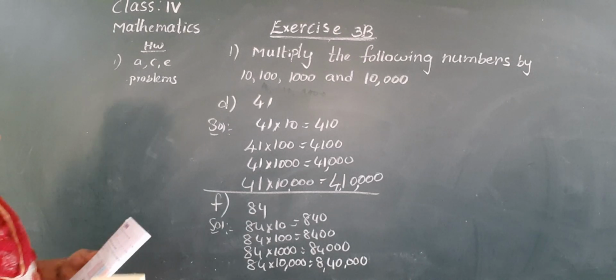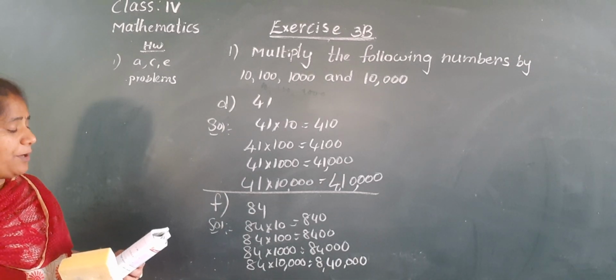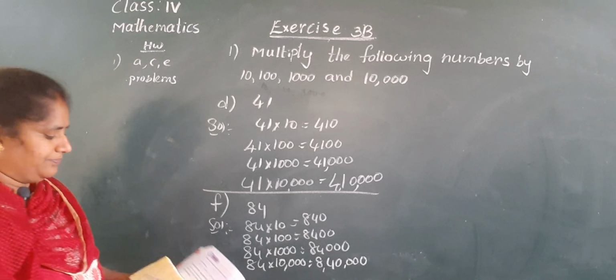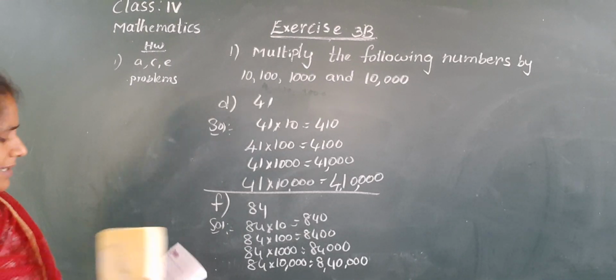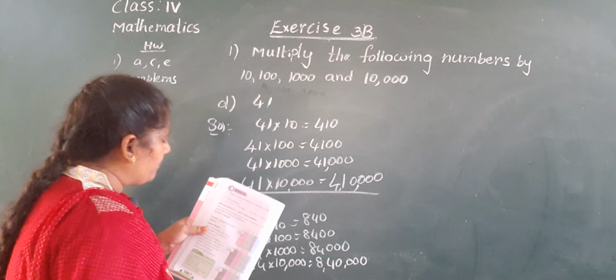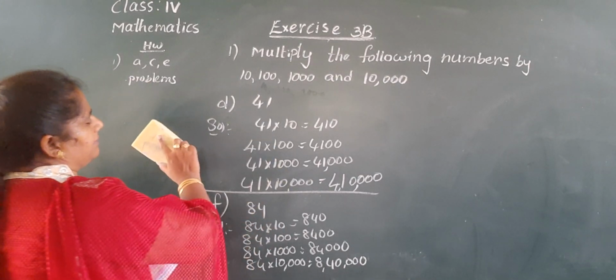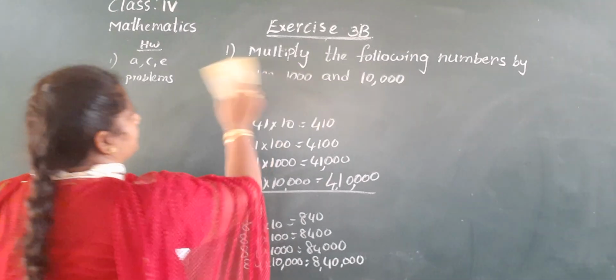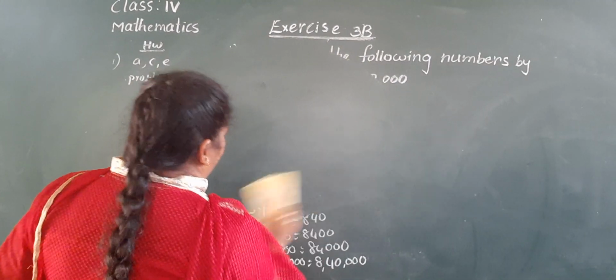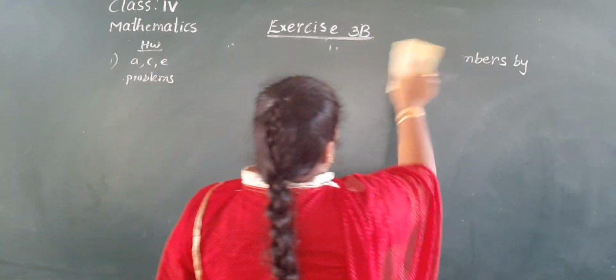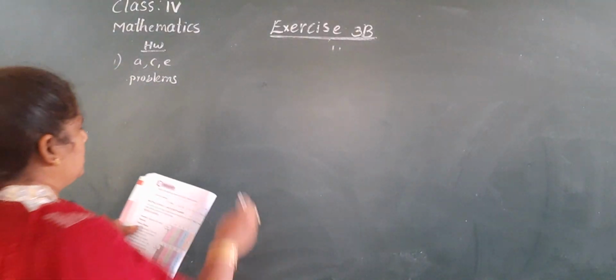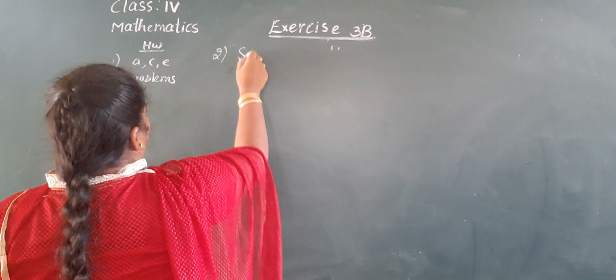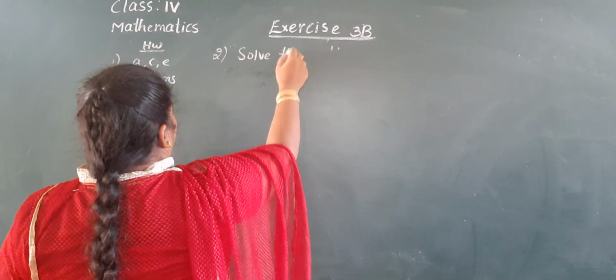So you have to do A, C, E problems in the homework book, Nana. Okay? Now, second Roman. Solve the following.